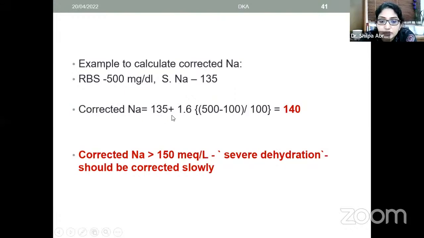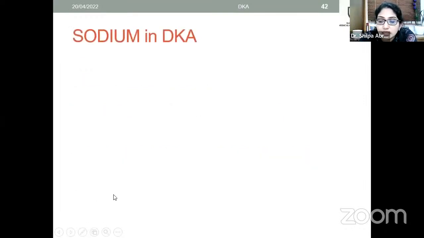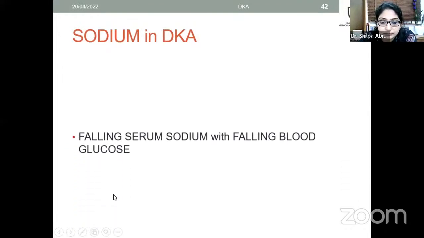So your corrected sodium is 135 plus 1.6 times (500 minus 100) by 100, which comes to 140. This is this child's actual sodium. That is, if there was no dilutional hyponatremia, this is the sodium that you would get. If your child has a corrected sodium of more than 150, you have to know that this child has severe dehydration, and so this child also has to be corrected very slowly.